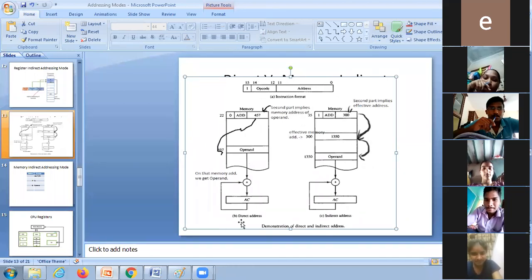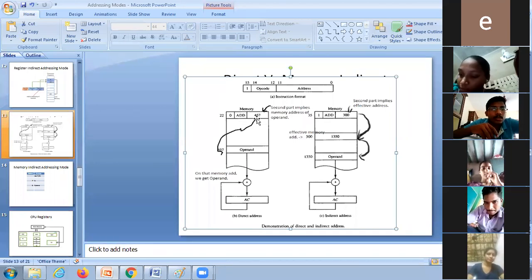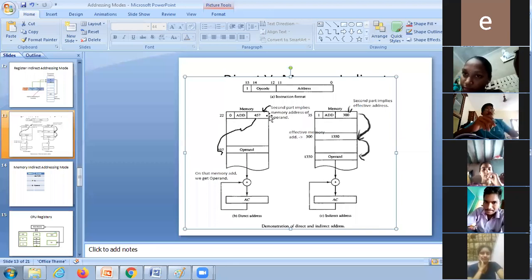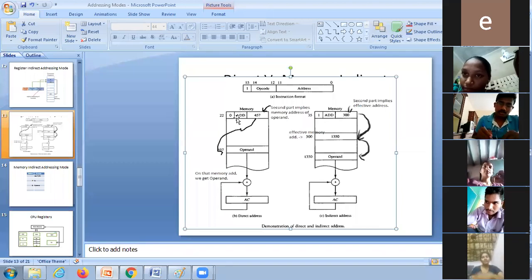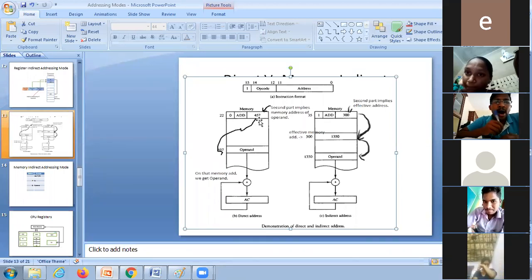The first one is direct addressing mode. The second one is memory indirect. In the case of add 457, that is the instruction. Add 457 is the instruction which is stored in some memory location somewhere in the memory. It doesn't matter where it is stored. Some instruction is stored. That instruction is add 457.